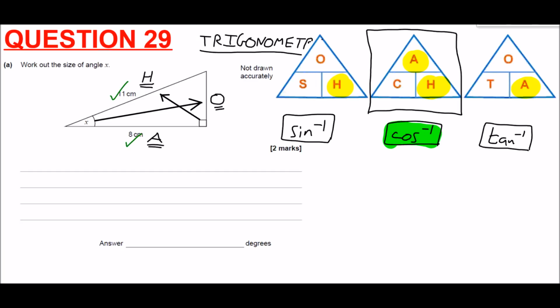We want to find out the angle, so we cover up the C for cos. So cover that up entirely. And whatever's left tells us what to do. So we've covered up the C, which in this case will mean cos -1. We've got A on top and H on the bottom. A is the adjacent side, which is 8. H means hypotenuse, which goes on the bottom, so we put 11 at the bottom. A on top, H on the bottom. 8 on top, 11 on the bottom.